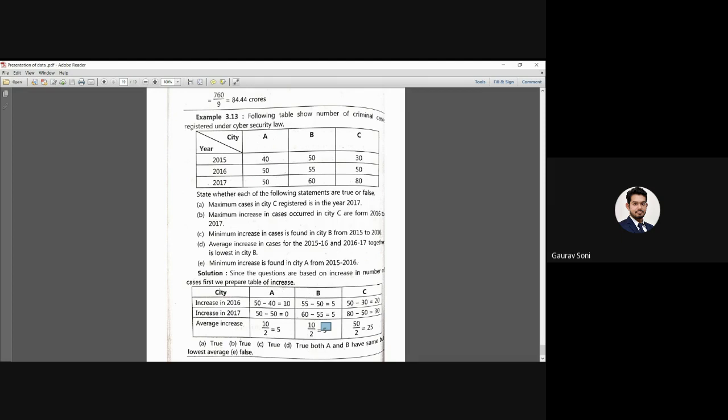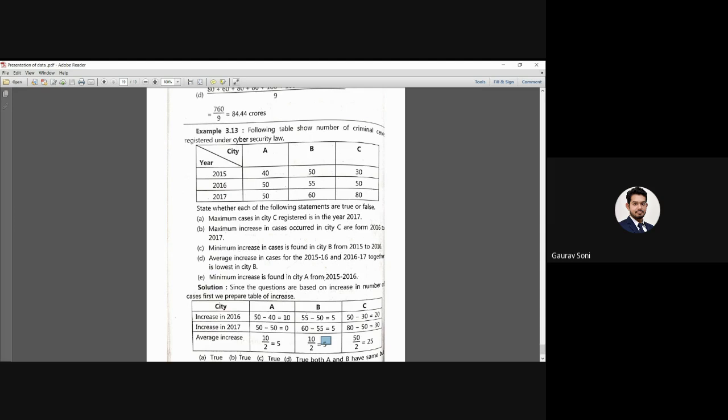Minimum increase is found in city A from the year 2015 to 2016. Is it so? False. No, sir. Which is having the minimum then? City D? City D is not there. No, B. B.